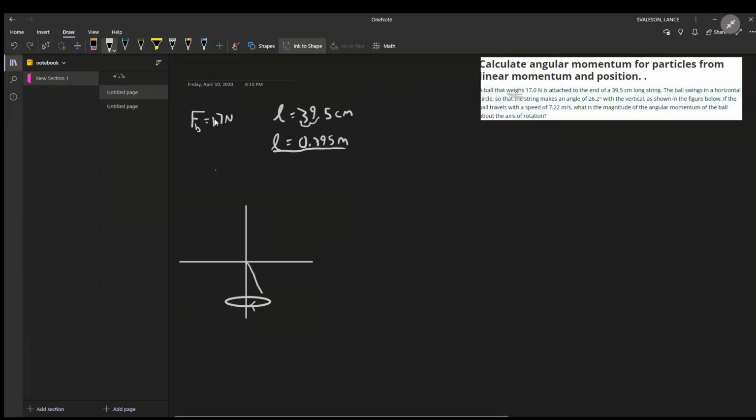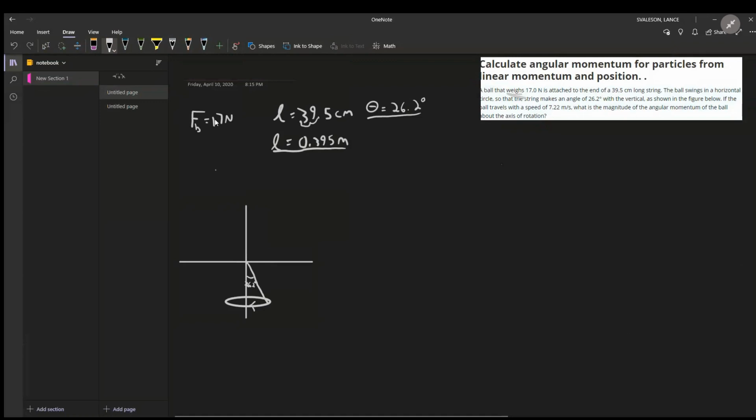And it says it's making a 26.2 degree angle. I'm going to write that up here with our units. I'm going to say that theta with the vertical is going to equal 26.2 degrees. That's also important to know. Now this rotation can be happening below, it could be happening above, but it really doesn't matter where it's happening because the calculation and the process will still be the same. So let's continue onward with the question.